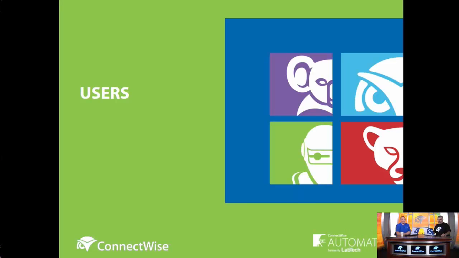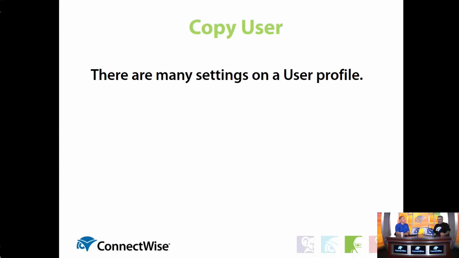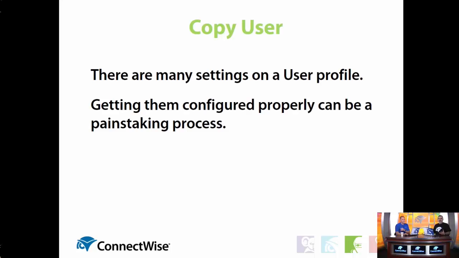Let's start off with users. We have a function in here called copy user. There's a lot of settings on a user profile. You've set up all your users, and you're trying to get them tweaked and configured properly so they can do their job, and yet they don't have access to things that frankly they might not need access to. Getting that all configured properly can be a painstaking process.